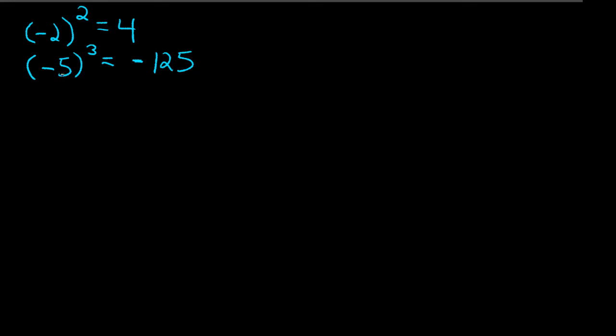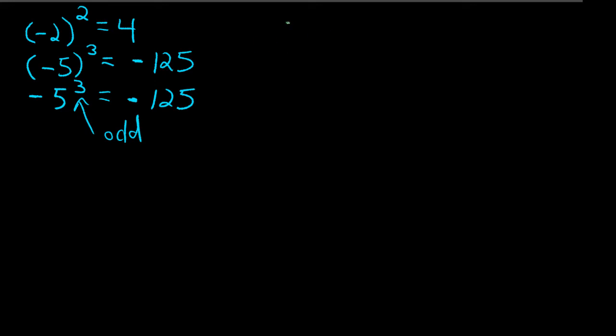Because there are 3 of these, I'm going to have a minus times a minus times a minus. That'll always become negative. Now, if I do -5 cubed here, that's still going to give me -125. So if these exponents are odd, we don't have to worry about it that much, right? We get the sign back no matter what we do.